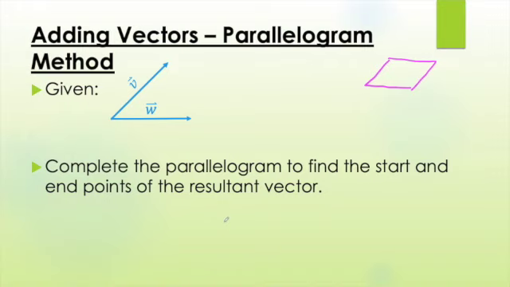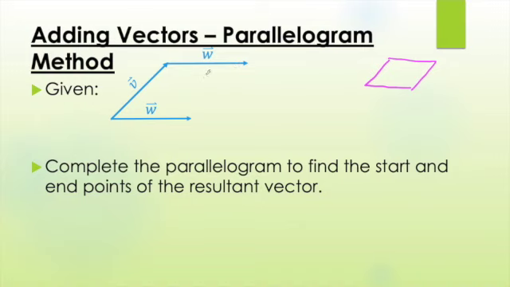Then you will be able to understand this method as well. Okay, so we're going to be given V and W. We're going to complete the parallelogram to find the start and end points of the resultant vector. Okay, so you have to take the exact same V and transcribe it up onto the head of vector V, and then you start with the tail there.